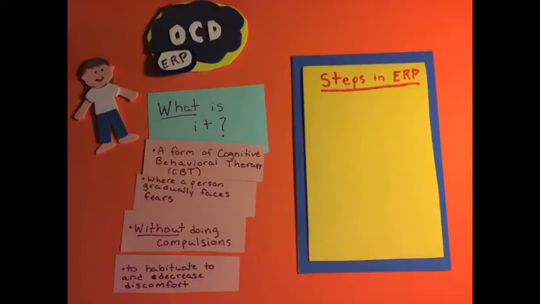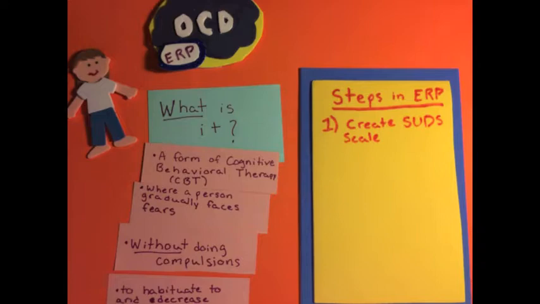Okay, now to the fun stuff. Let's talk about the steps that are part of exposure and response prevention. First, a person with OCD creates a subjective units of distress scale, which they will use to create hierarchies and to track anxiety or distress while doing exposures.